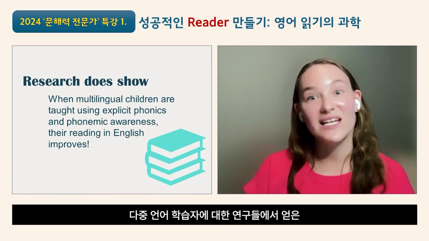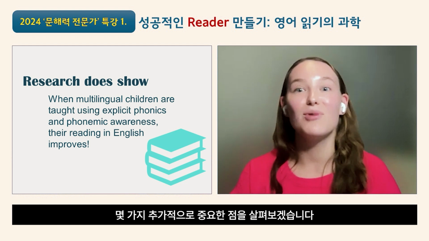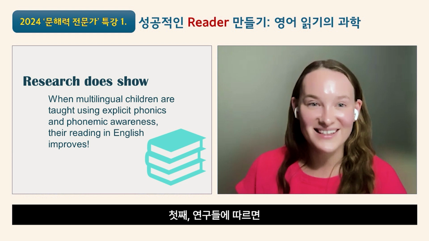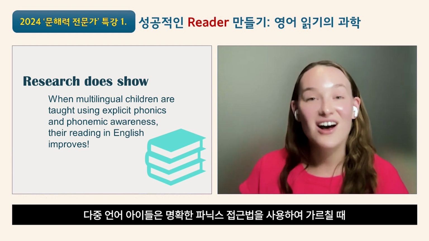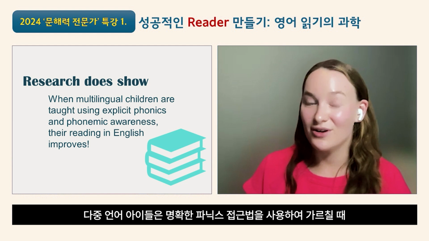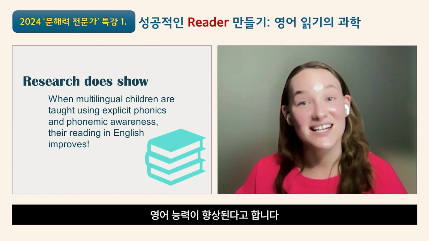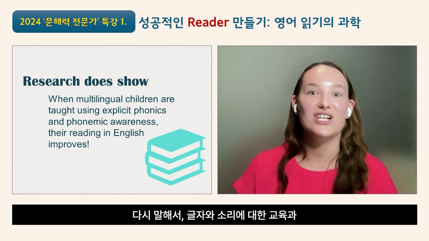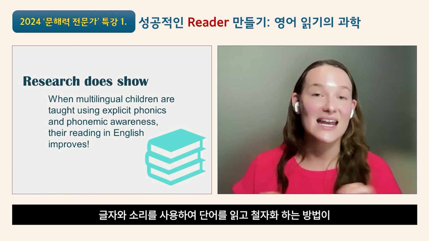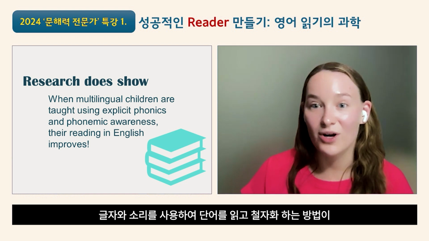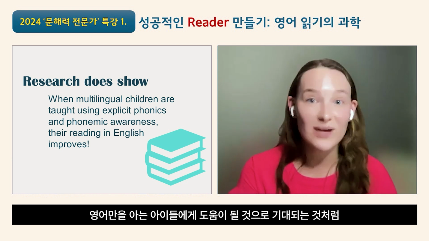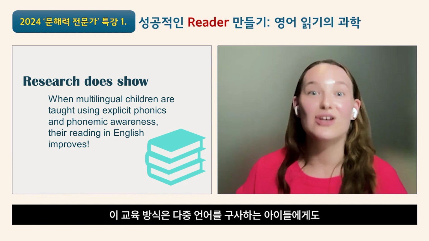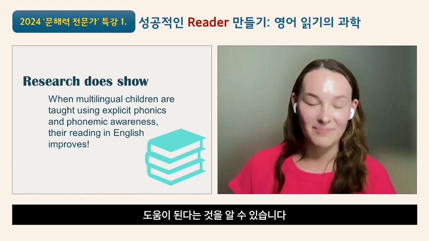Let's dive into a few additional takeaways from research about multilingual learners. First, research does show that when multilingual children are taught using an explicit phonics approach, their reading in English does improve. In other words, just as we would expect instruction in letters and sounds and how to use those to both read and spell words to help children who only know English, we also see that this type of instruction helps children who know multiple languages.